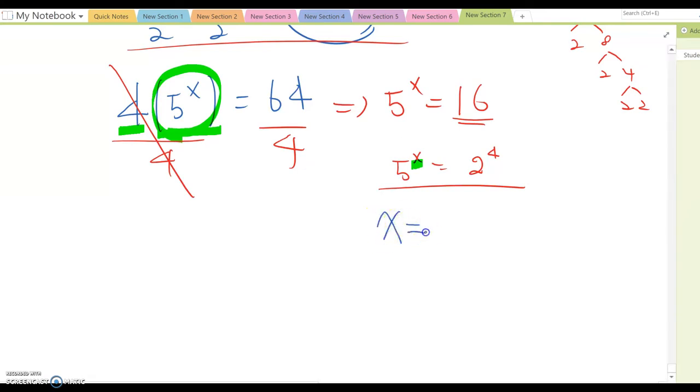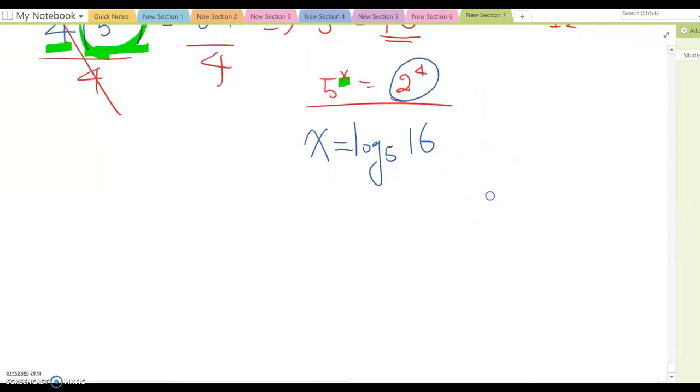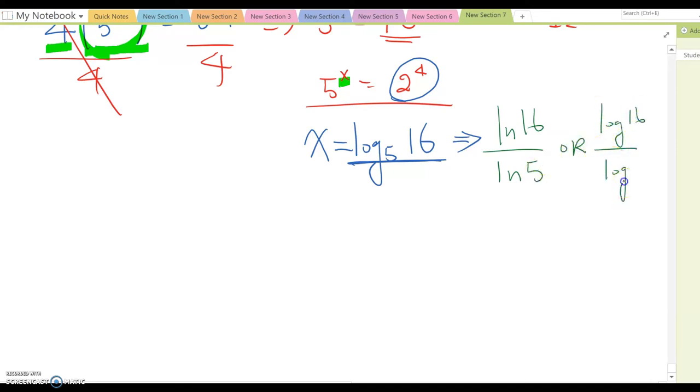So x equal to log base 5 of 16. As you see, we cannot find this value directly, so you have to use the change of base property and then input it into the calculator. So we can find this value using either ln 16 over ln 5 or log 16 over log 5. If you calculate this value, then you will get 1.7227. That will be the answer for this problem.